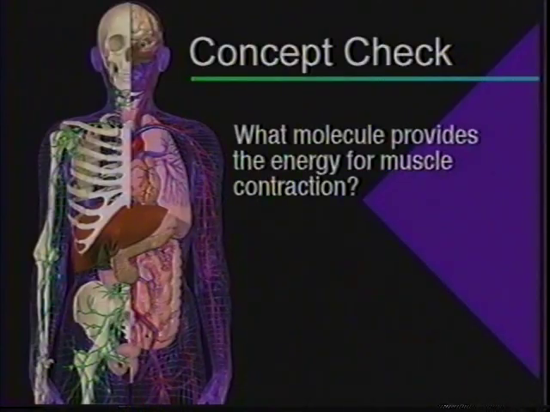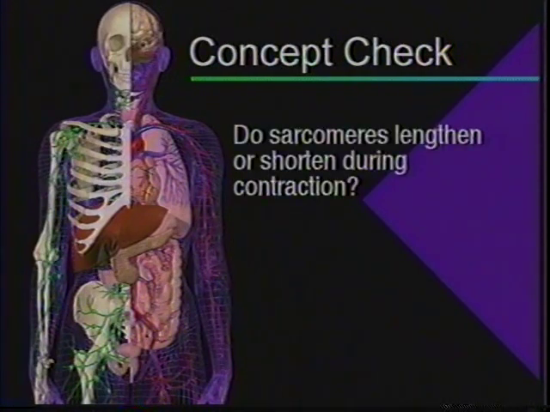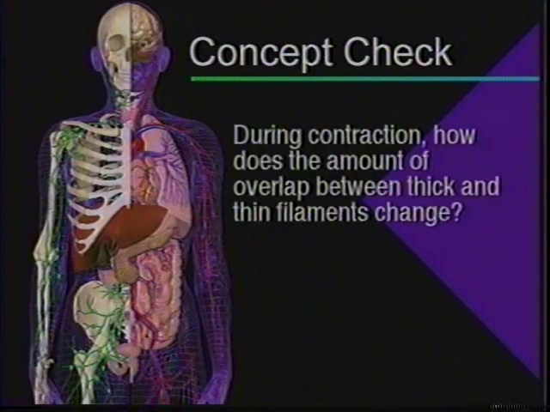What molecule provides the energy for muscle contraction? Do sarcomeres lengthen or shorten during contraction? During contraction, how does the amount of overlap between thick and thin filaments change?